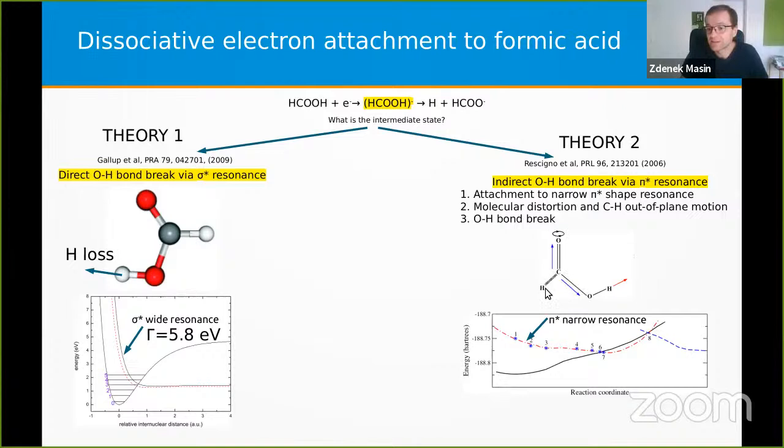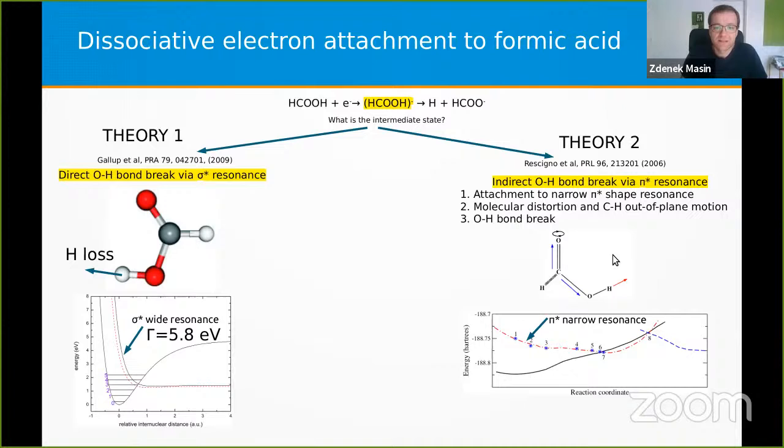And this apparently opens the pathway for the bond to be broken. So this OH bond to be broken. So here we see this potential energy curve of the resonance which crosses the neutral along this reaction coordinate. Well, but which one of those theories is correct? Well, we have to ask the experiment to resolve this problem.